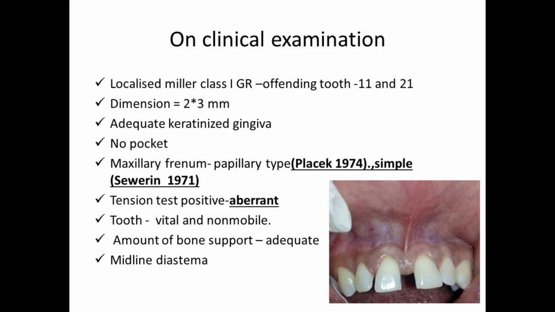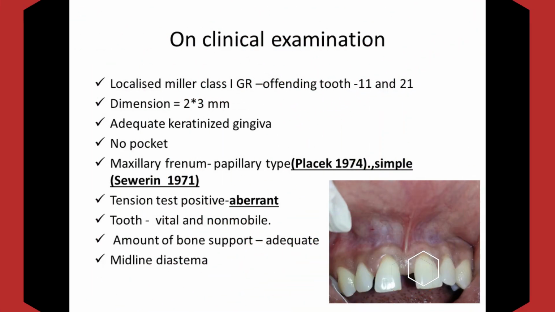There is an adequate keratinized gingiva, there is no pocket depth, and the maxillary frenum is papillary type according to the classification of Placek 1974, which is simple, and simple according to Sewerin classification 1971. The tension tests were positive and aberrant. The tooth was vital and non-mobile. The amount of bone support is adequate, and there is a midline diastema in this case.